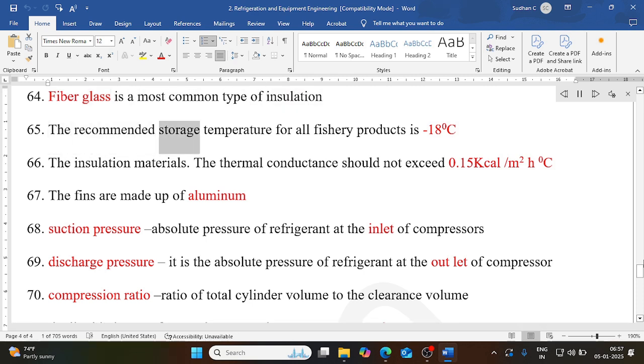The recommended storage temperature for all fishery products is -18°C. For insulation materials, the thermal conductance should not exceed 0.15 kcal/m²h°C. The fins are made of aluminum. Suction pressure is the absolute pressure of refrigerant at the inlet of the compressor. Discharge pressure is the absolute pressure of refrigerant at the outlet of the compressor. Compression ratio is the ratio of total cylinder volume to the clearance volume.